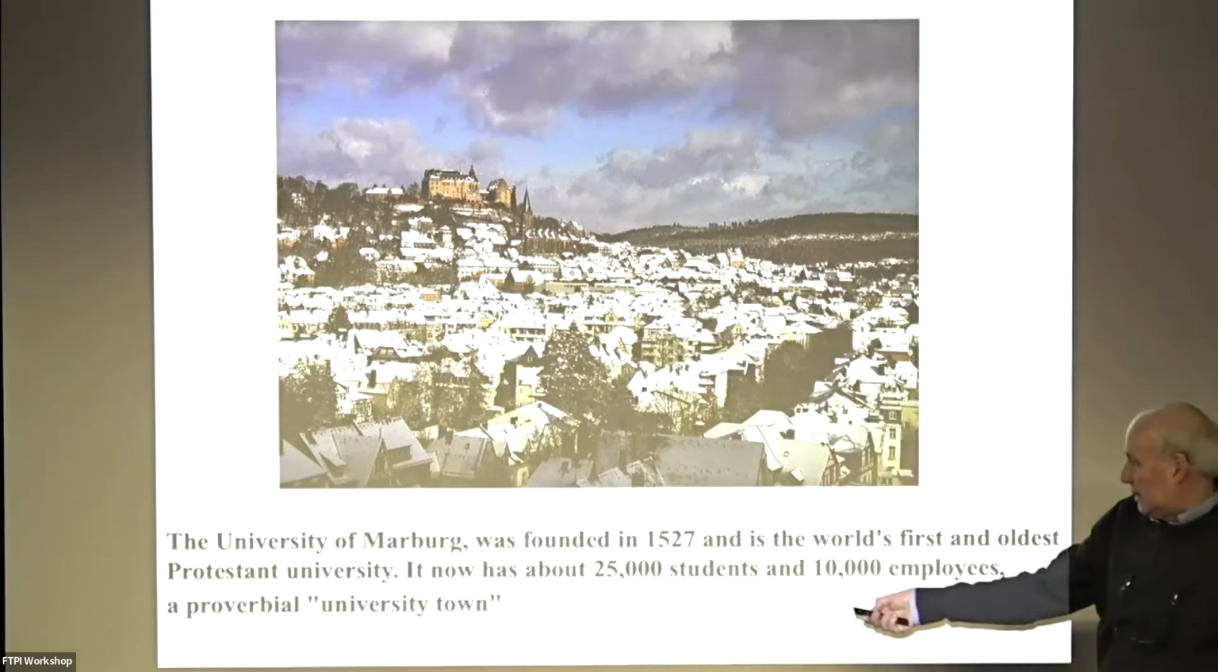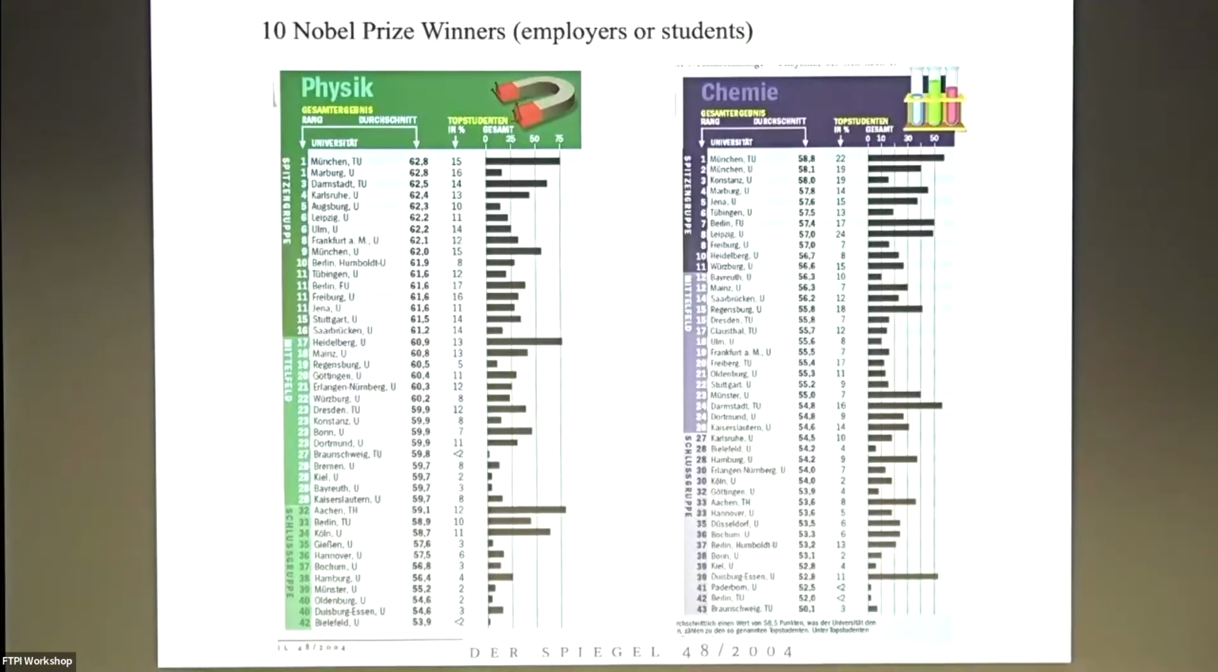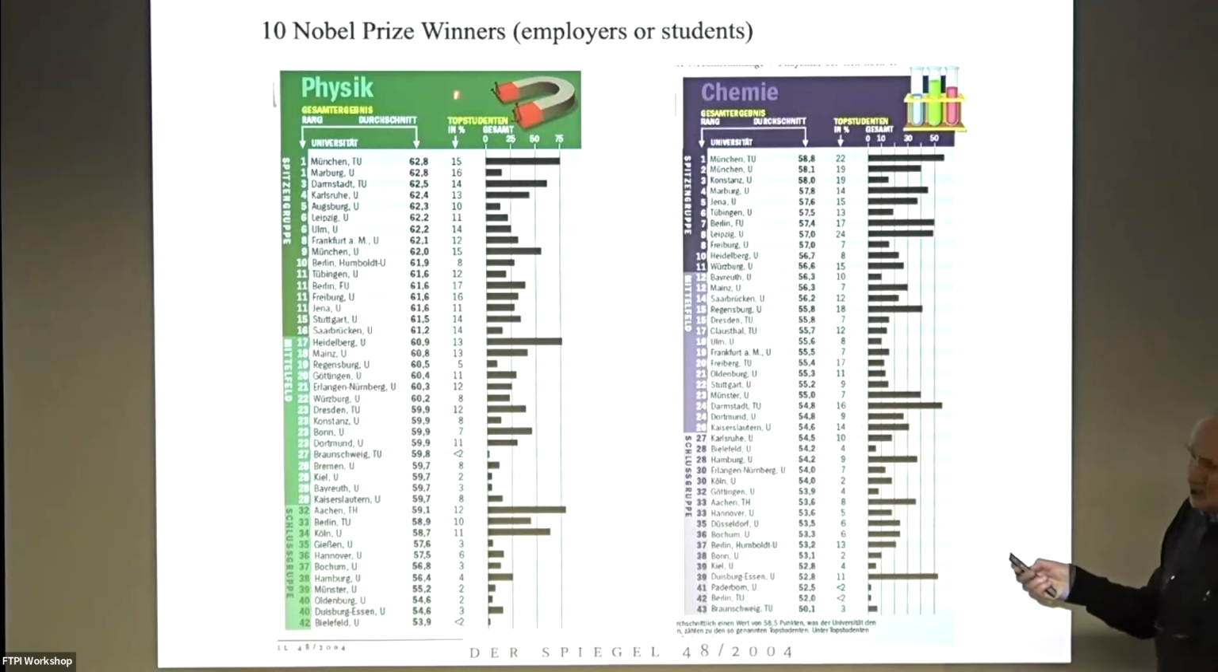And you see, we have 70,000 inhabitants, and every second person you meet in the street belongs to the university, and mostly they are students. And our students are really good. So there are ten Nobel Prize winners related to the university.